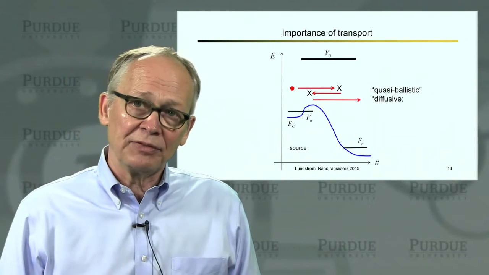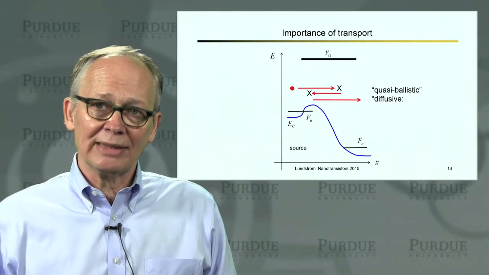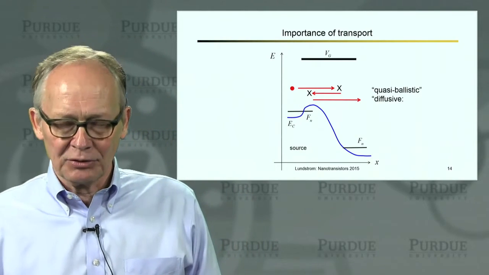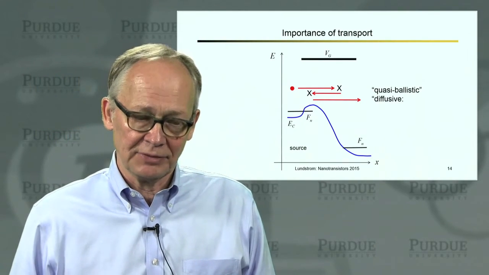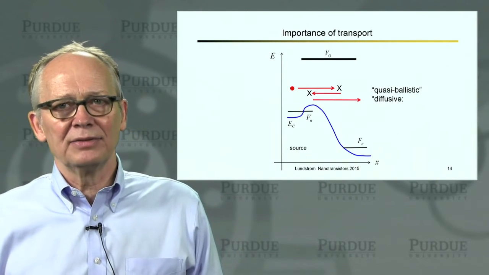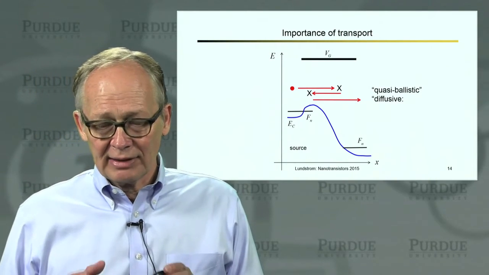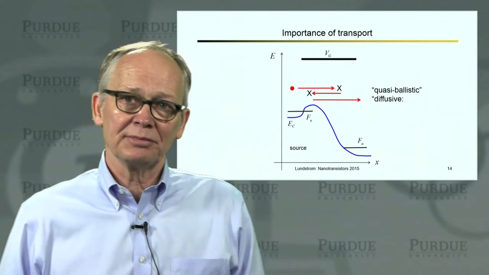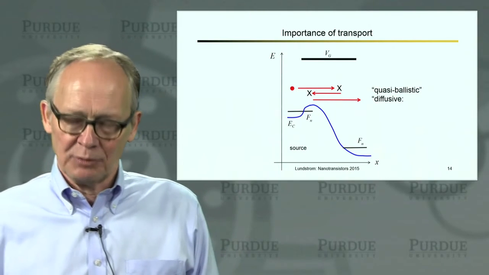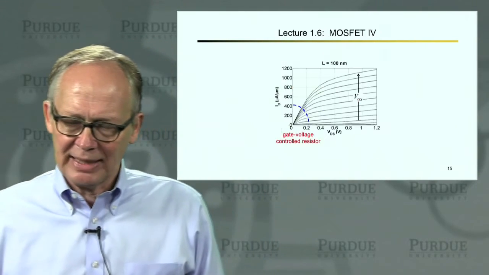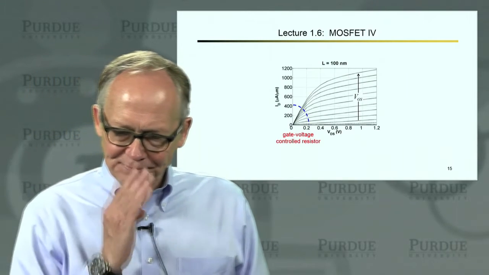So if there are only a few scattering events, we call that quasi-ballistic transport, and we'll learn how to understand that in the final unit of this course. If it undergoes a lot of scattering events, we call that diffusive transport. And when there is a lot of scattering in the channel, that is really the regime of traditional MOS theory, long channel MOS theory. That gets us back to the early transistors. And we'll talk about making that connection as well.